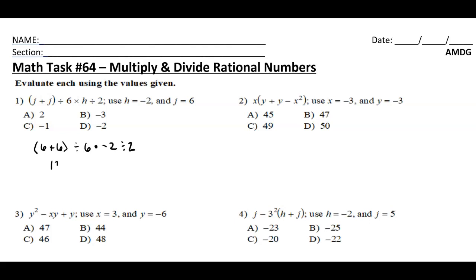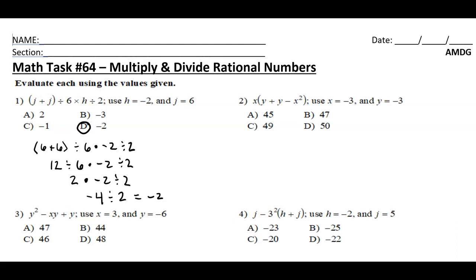PEMDAS says, all right, let's do 12 divided by 6 times negative 2 divided by 2. PEMDAS says multiply or divide, whatever comes first, left to right. So division comes up first here. So I have 2 times negative 2 divided by 2. Now multiplication comes up. So I have negative 4 divided by 2. And negative 4 divided by positive 2 is negative 2 as my answer, D.